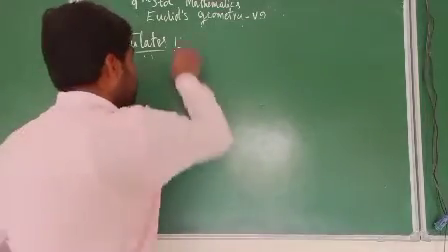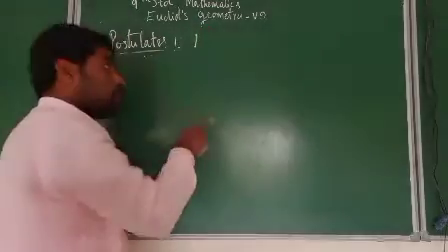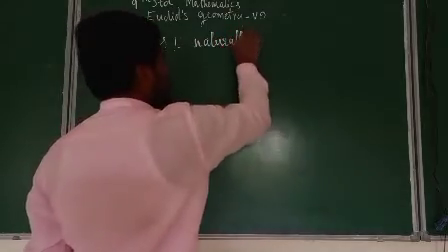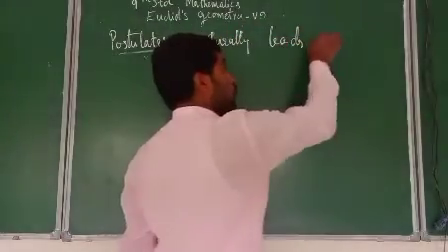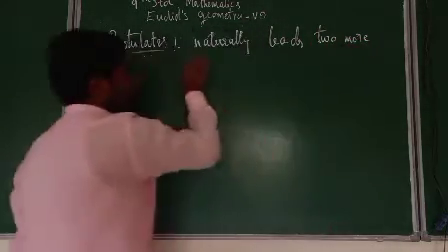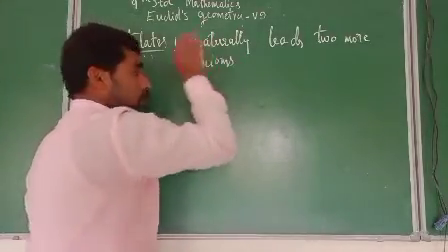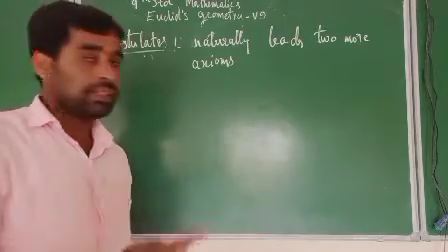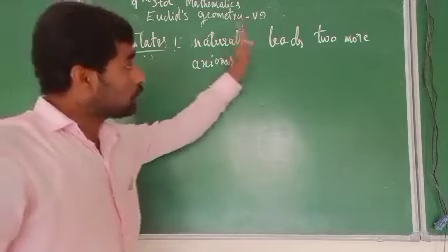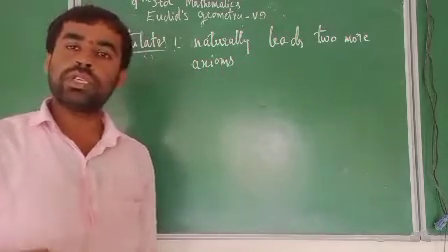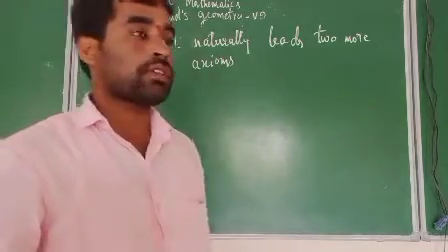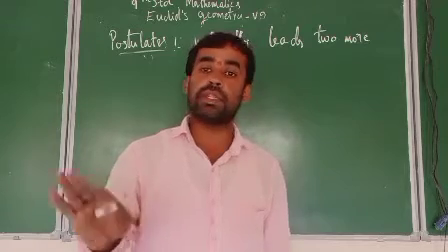Take down this one. Dear students, postulate one naturally leads to two more axioms. Is it clear? This one is not in the textbook, but you have to know this. The postulate one naturally leads to two more axioms. Which are the two more axioms? Only one straight line can pass through given two distinct points.